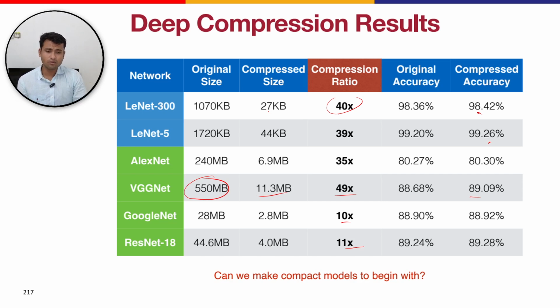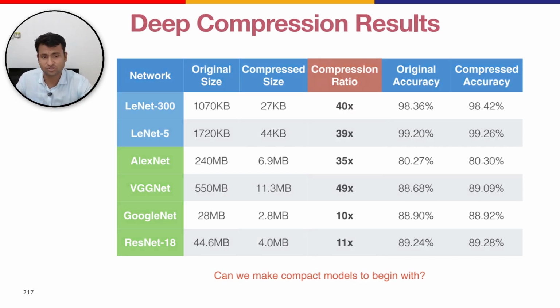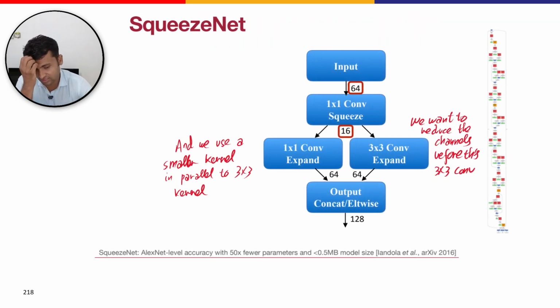So the point is, can we make compact models to begin with, instead of first making a big model and then trying to compress it using pruning? Can we begin with a small model? The answer is yes. We'll explore this topic more in neural architecture search, where we try to make a machine learning model smaller in the first place and then apply these techniques. We'll look into SqueezeNet later, but I just wanted to tell you at this point that yes, we can make smaller things, and SqueezeNet is a competitor of AlexNet.